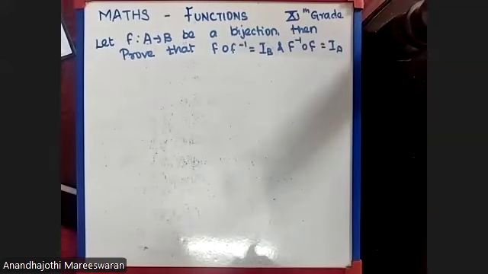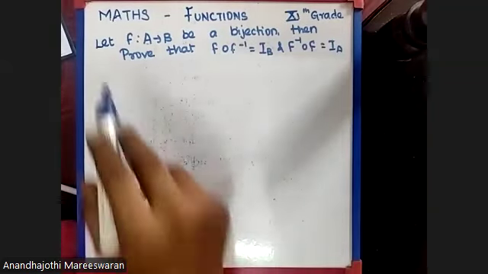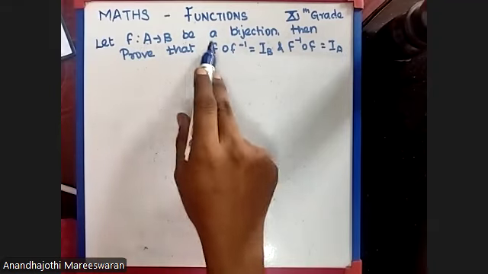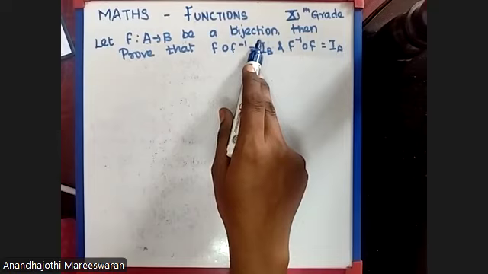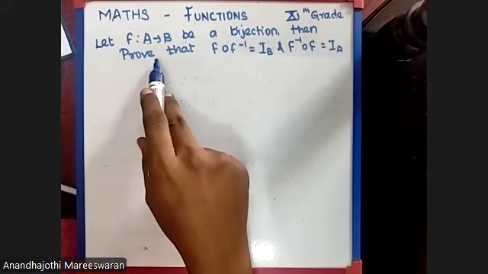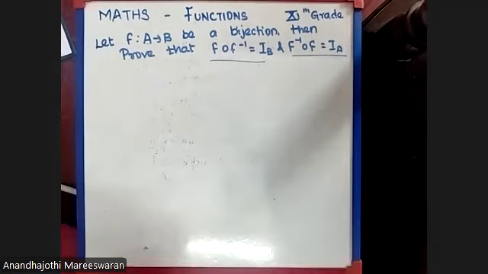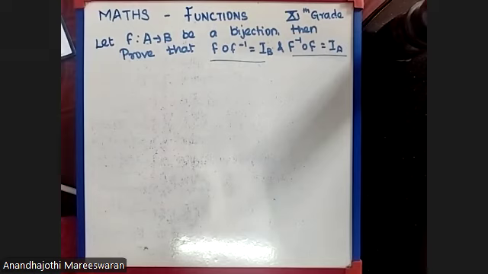Right? What is given? They have given that f maps A to B is a bijection. And then we have to prove two things. Shall we start? Yes, of course. So, is the board clear?